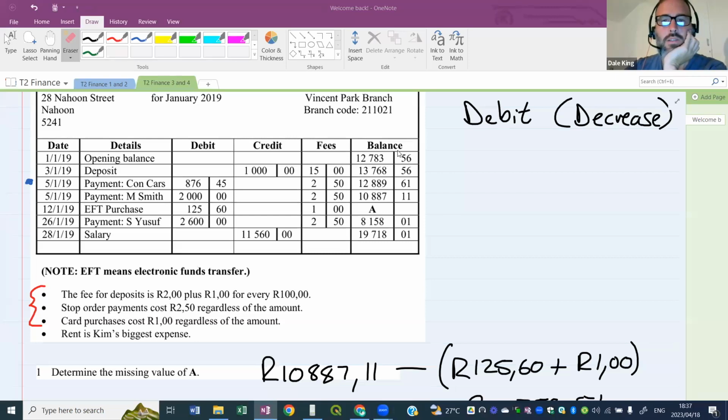Sakile, talk to us. Hi, sir. How are you? Good, thank you. Which one is wrong? I would say the 15 Rand, because in the note, on the first point, it says the fee for deposits is 2 Rand plus 1 Rand for every 100 Rand. But there the fee says 15, so it's wrong. So you're saying if this statement is correct, then that 15 Rand is wrong.